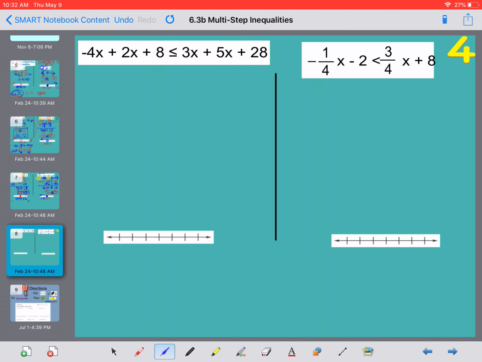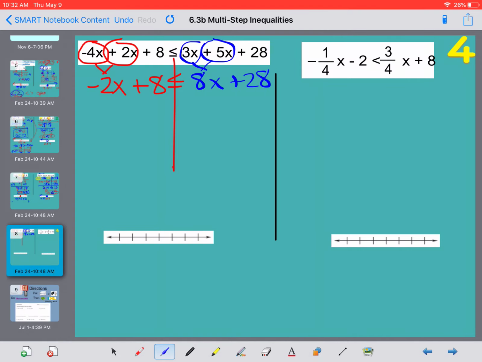Alright, these last two are a little bit complicated. It looks like a lot when you just look at this. I'm going to only look at half at a time. So I'm going to combine what I can on each side first. So for example, negative 4x and positive 2x. Well, there's more negatives. It's negative 2x plus 8. And on this side we have 3x plus 5x, which is all positives, 8x.